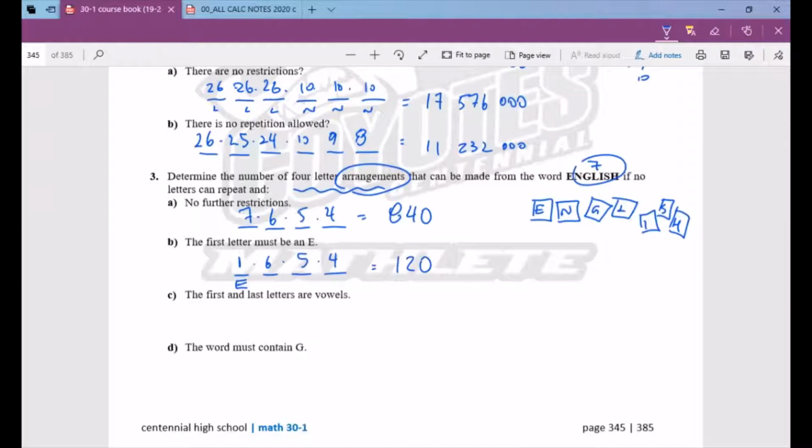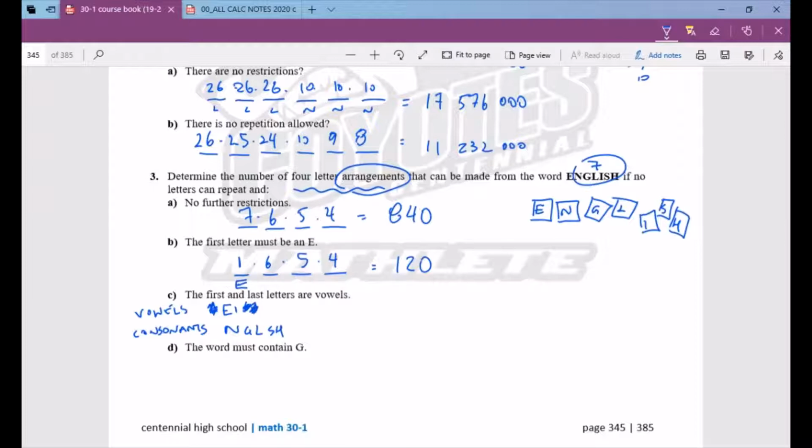Now, question C, the first and last letters are vowels. When we talk about vowels versus consonants, A, E, I, O, and U are letters that are voiced, whereas consonants are letters that are not. So everything else in this word, N, G, L, S, and H, are consonants, but we have an E in this word, and we have an I in this word. So those are our 5 consonants. The vowels are the E and the I.